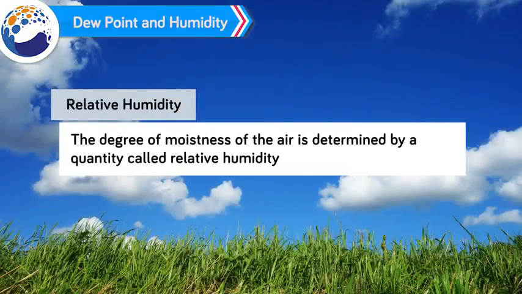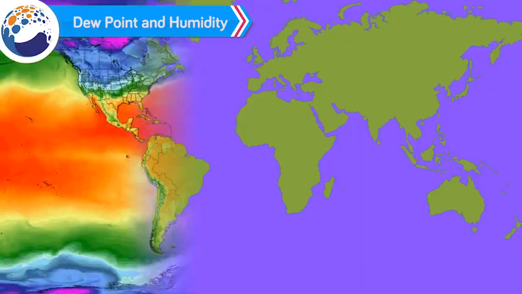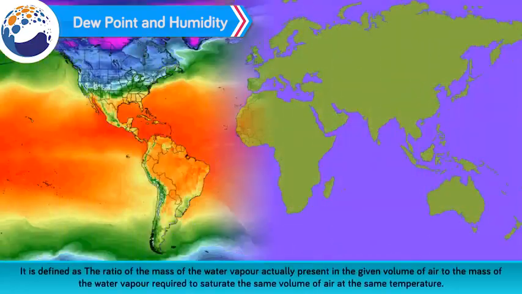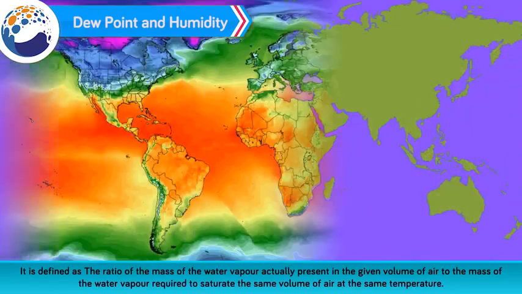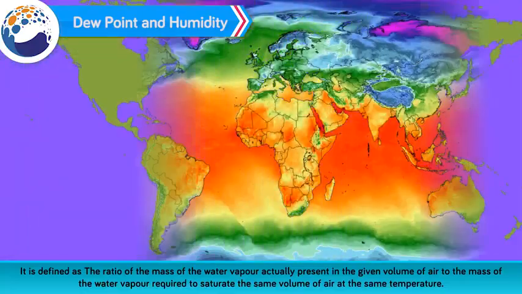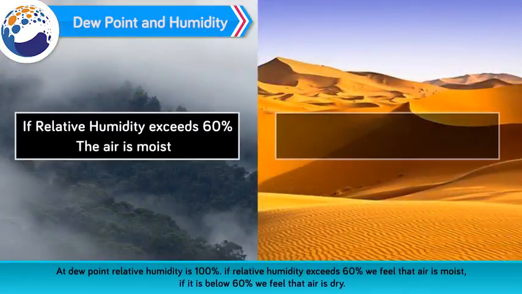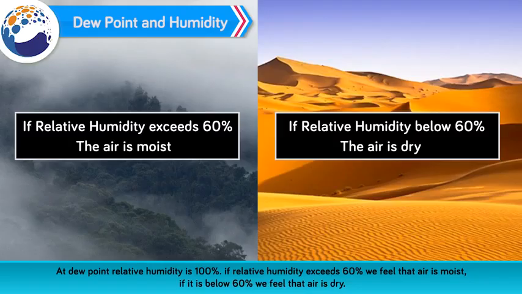Relative humidity. The degree of moistness of the air is determined by a quantity called relative humidity. It is defined as the ratio of the mass of the water vapor actually present in the given volume of air to the mass of the water vapor required to saturate the same volume of the air at the same temperature. At dew point, relative humidity is 100%. If relative humidity exceeds 60%, we feel that air is moist. If it is below 60%, we feel that the air is dry.